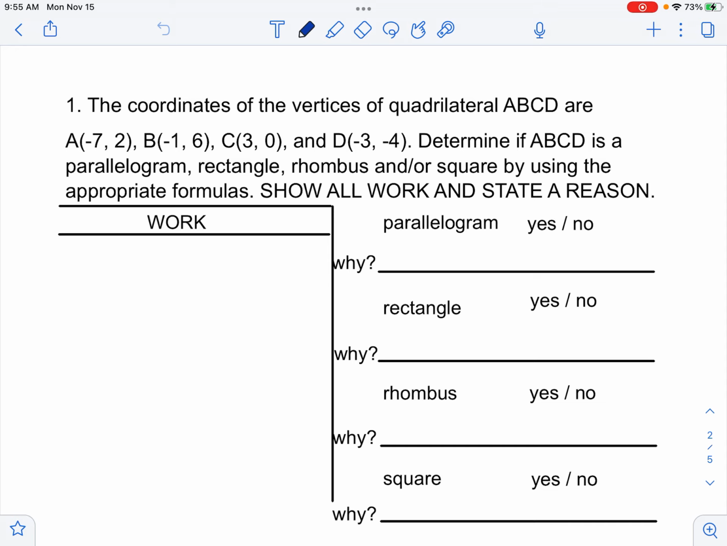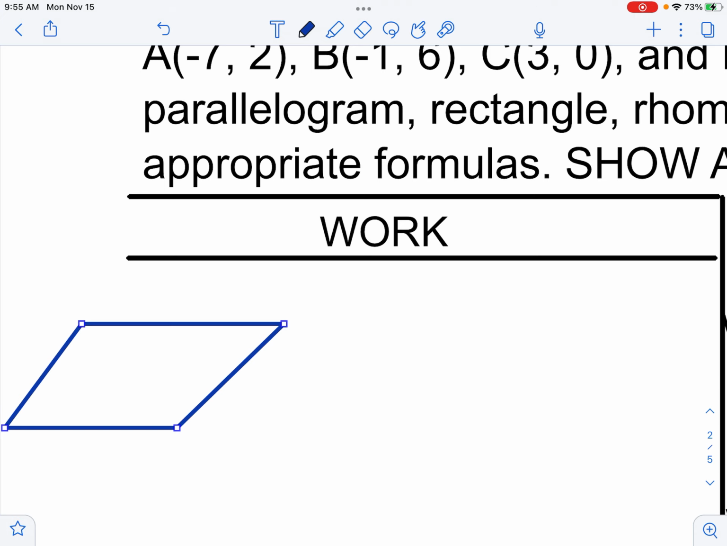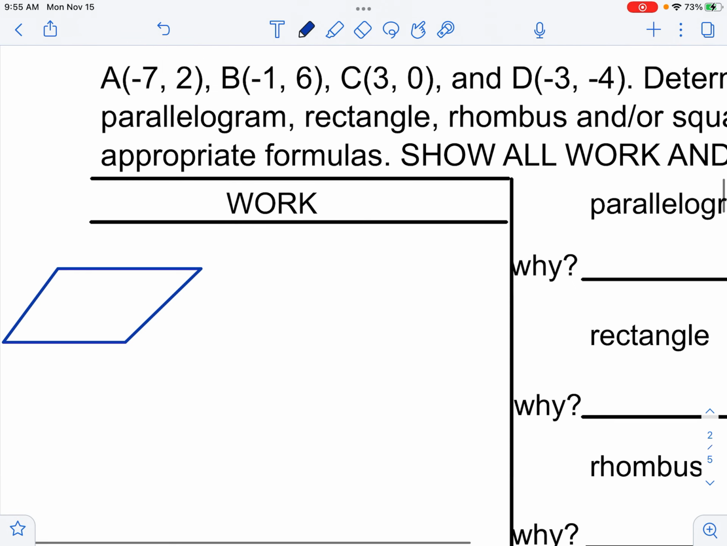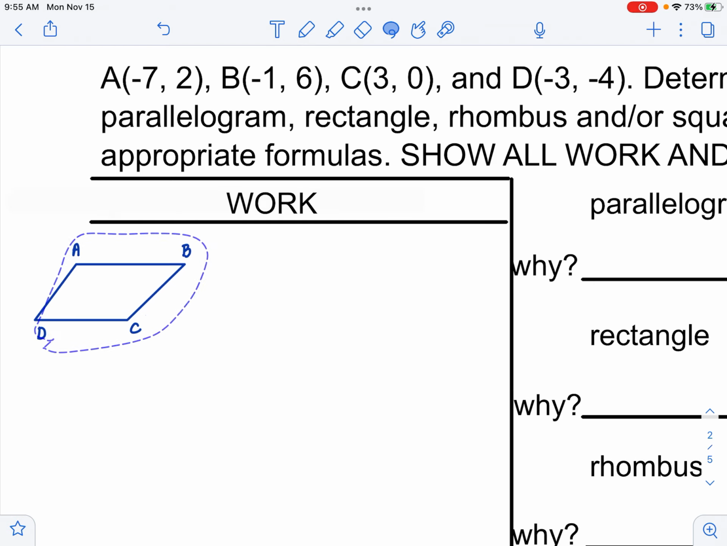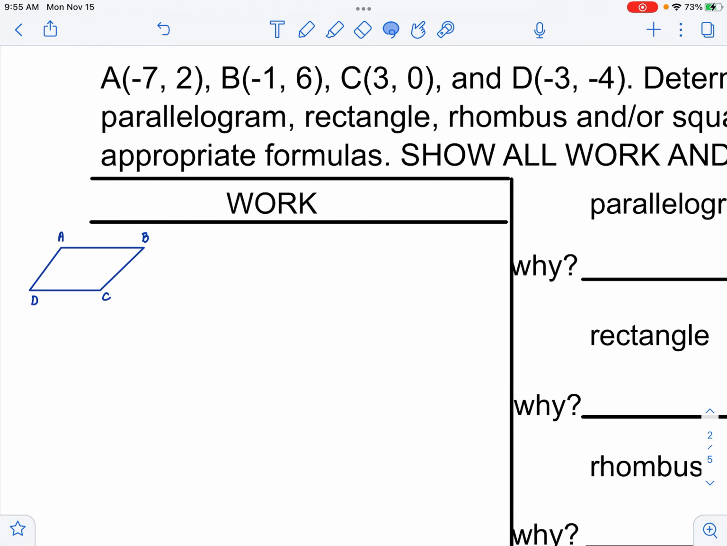Okay, so first thing I'm going to do is draw a sketch of this quadrilateral. We did do this with a parallelogram only before, so we're just taking it a couple steps further. Okay, so there's my quadrilateral. Here's A, B, C, and D. And now I'm going to take it and shrink it a little bit, only because you only need it for reference. You don't need to actually do work on it here, okay?